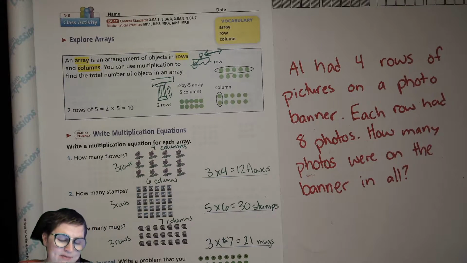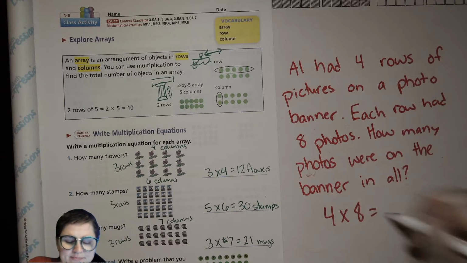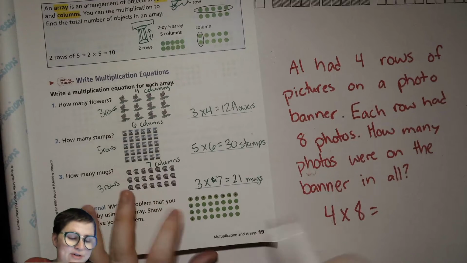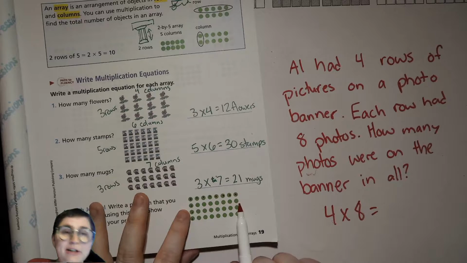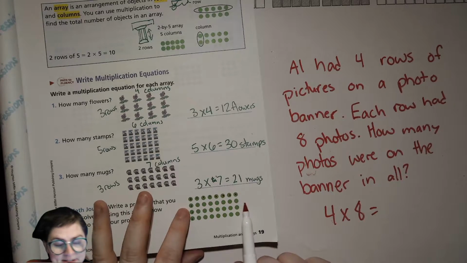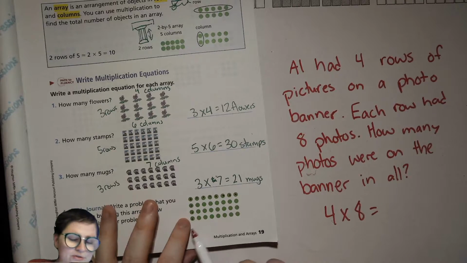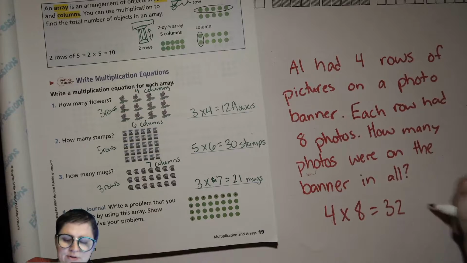And then you would have 4 rows, and then 8 columns, so that would be 4 times 8. And you can count them. If you'd like to just count them, that's fine. You can also do 1 group of 8 is 8. 2 groups of 8 is 16. 3 groups of 8, 24. 4 groups of 8, 32. Photos.